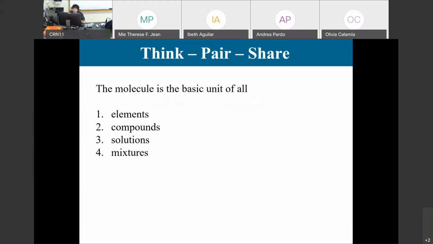The molecule is a basic unit of what? Element? No, element is the basic unit of matter. Sorry, like in the periodic table, right? Element is the basic unit. But for a molecule, which is a combination of two or more elements... no, the basic unit of a compound is a molecule. Okay?